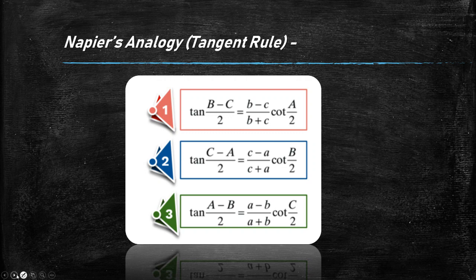Now, what is my RHS? My RHS is given as (b minus c) by (b plus c) into cot of A by 2. Let us first understand the formula. I have tan of (B minus C) by 2 equals (b minus c) by (b plus c) into cot of A by 2. Similarly, tan of (C minus A) by 2 is (c minus a) by (c plus a) into cot of B by 2. And tan of (A minus B) by 2 is equal to (a minus b) upon (a plus b) into cot of C by 2. Now I will prove one formula and the rest can be proved by the same method.